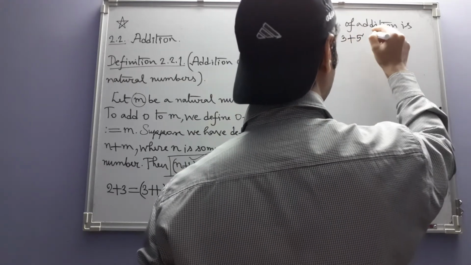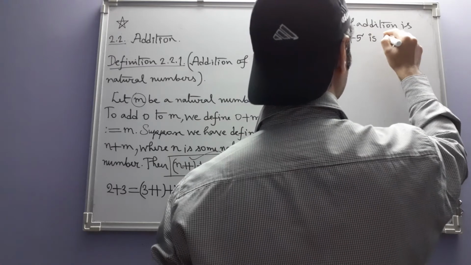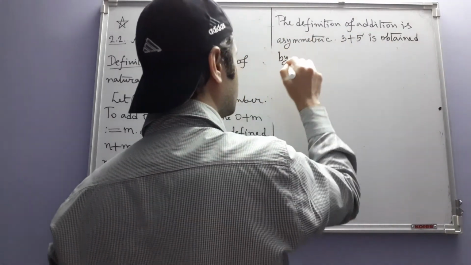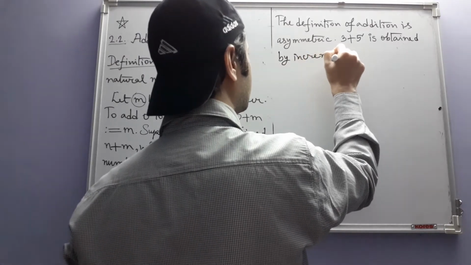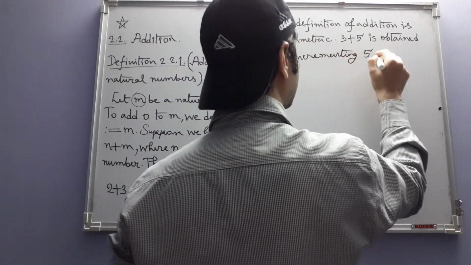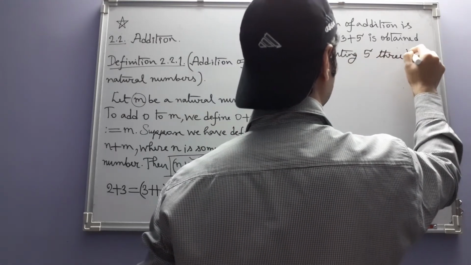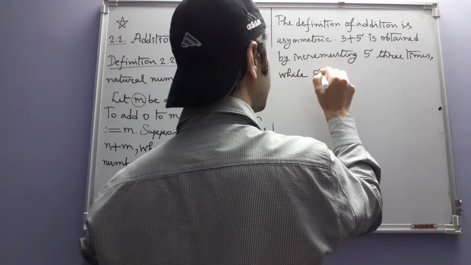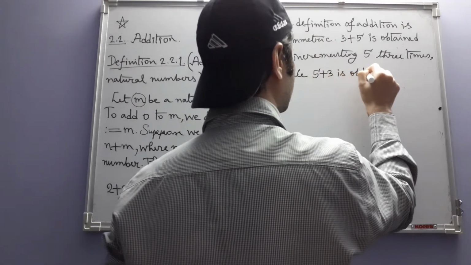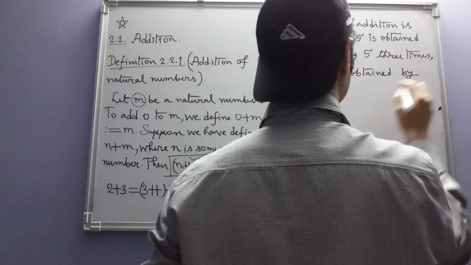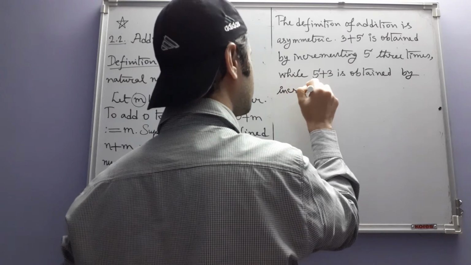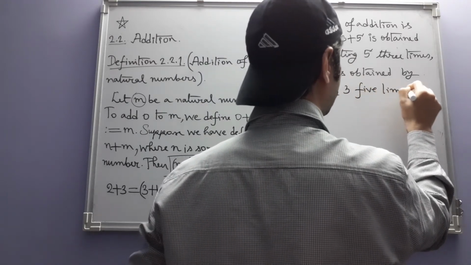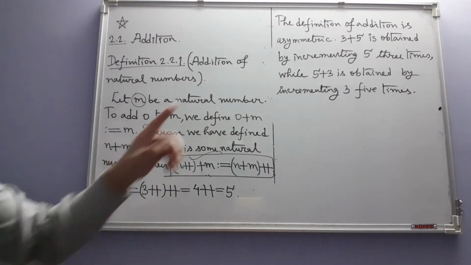3 plus 5 is obtained by incrementing 5 3 times, while 5 plus 3 is obtained by incrementing 3 5 times. Okay, by definition we get this 3 plus 5.